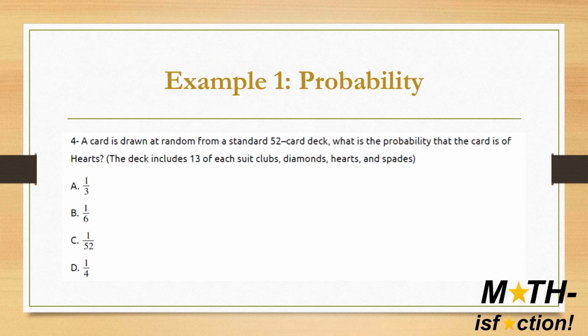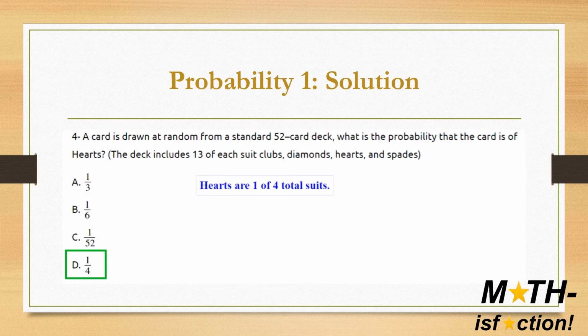Here's an example for probability. With probability, you are looking for the numerator to be the number of outcomes you seek, and the denominator is the total possible outcomes. You are seeking hearts. Hearts represent one suit, and there are 4 total suits on a deck of cards. 1/4 of your cards will be hearts. Probability that the card is a heart, 1/4.